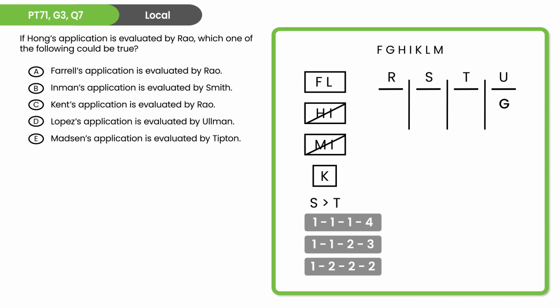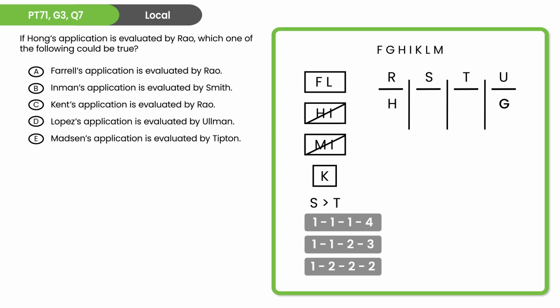So if H's application is evaluated by R, we can go ahead and plug H into R. This is a local question asking us, okay, what do we know based off of this information? What we want to do is run with it as much as we can. We may not always be able to, but if we can, look for the implications of that new information. It almost always has an implication. So you might start by figuring out who's left, or what does putting H into R trigger? In this case, putting H into R doesn't really trigger much.